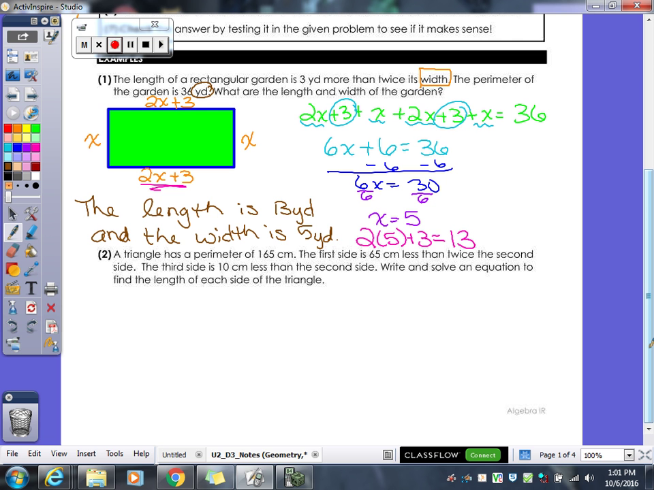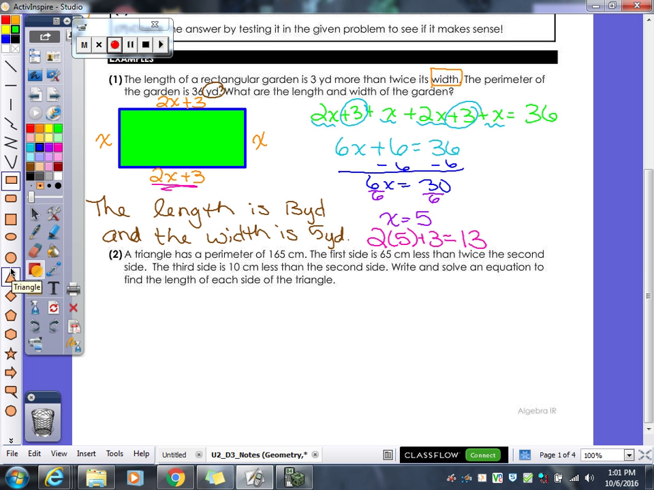All right, number 2. A triangle has a perimeter of 165 centimeters. The first side is 65 centimeters less than twice the second side. The third side is 10 centimeters less than the second side. Write and solve an equation to find the length of each side of the triangle. So what shape should we be drawing here? A triangle.